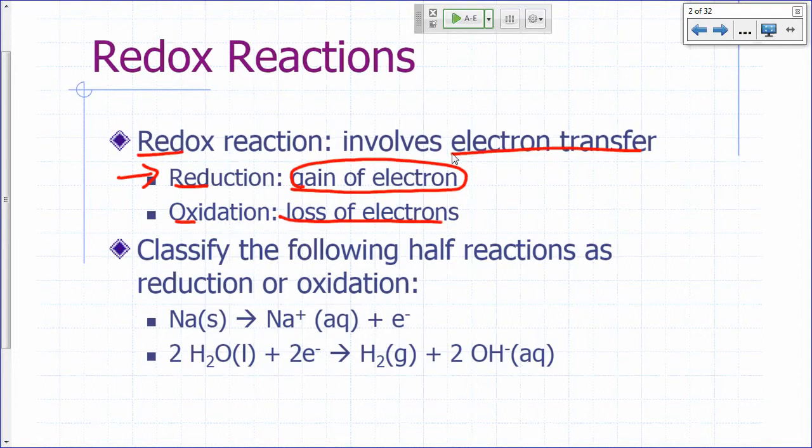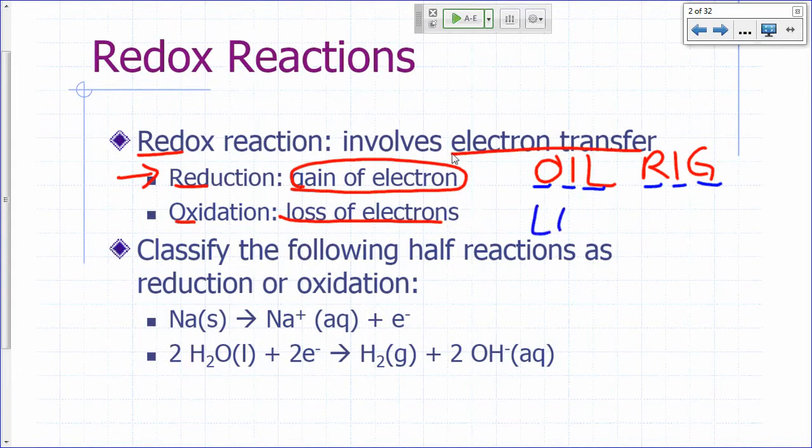A good way to remember this is a few mnemonic devices, memory aids that you can use for this. One most commonly used one is OIL RIG. That means oxidation is a loss of electrons, reduction is a gain of electrons. Or you can say oxidation involves loss, reduction involves gain.